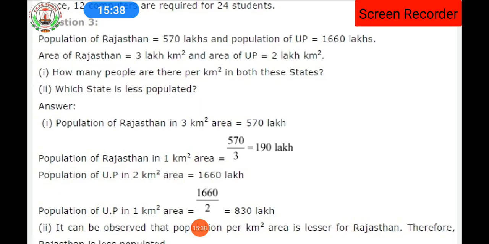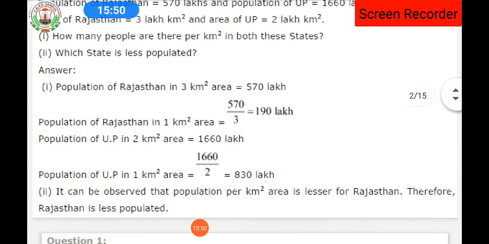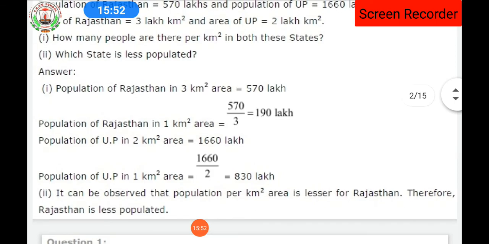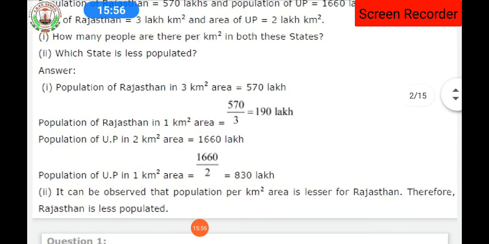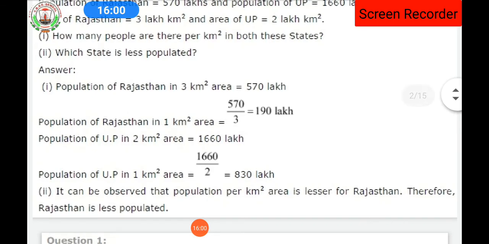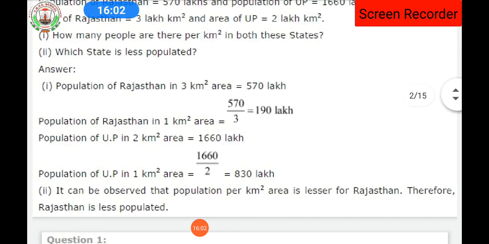So how many people are there per kilometer square in both the states we are having? Which state is less populated? Now dear student, what we are going to do over here? We are going to find the answer. So here population of Rajasthan is given as 3 lakh kilometer square area. So population of Rajasthan in 1 kilometer area. So 1 किलोमीटर एरिया का निकालने के लिए जो पॉपुलेशन है उसको डिवाइड करोगे 3 से. सो 750 will be divided with 3. So you will get the answer as 250 lakh, isn't it?